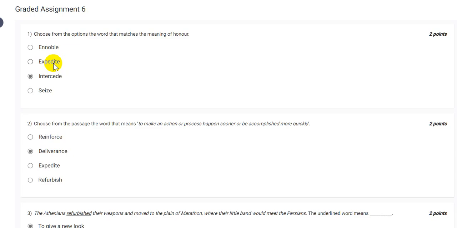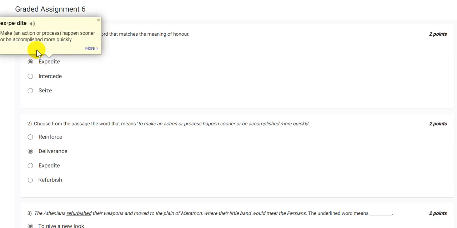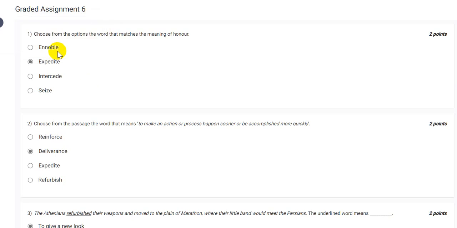Expedite, everybody knows expedite means make an action or a process happen sooner or be accomplished more quickly. It is the direct definition for the second question. See, expedite, and how it is pronounced, let us see. Expedite. Okay.